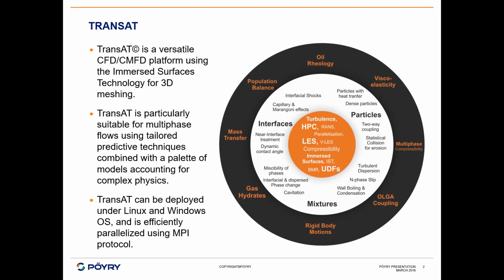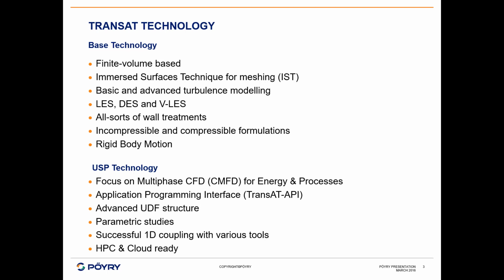It's particularly suitable for complex physics, including turbulence, compressibility, phase change, radiation, and many more models. What makes TransAT especially unique is that it's programmed with a parallel implementation using MPI protocol. This means that simulations can be run on multiple processors of a computer. A multitude of technologies have been implemented to make TransAT what it is today.